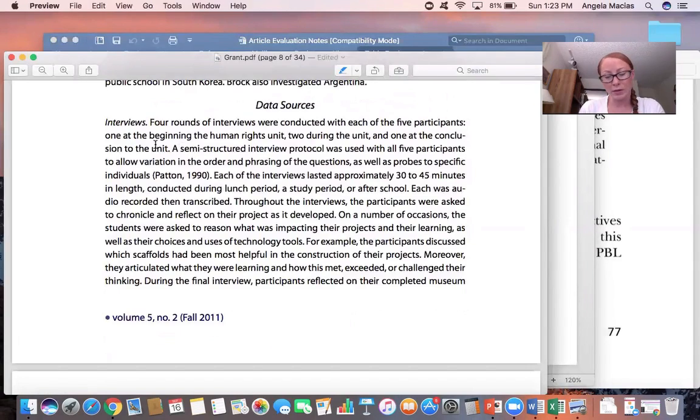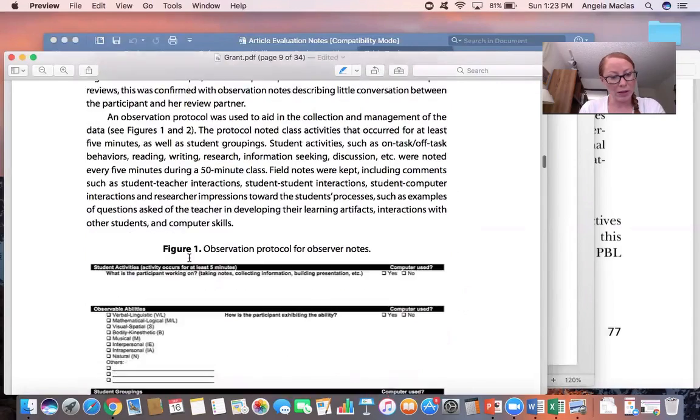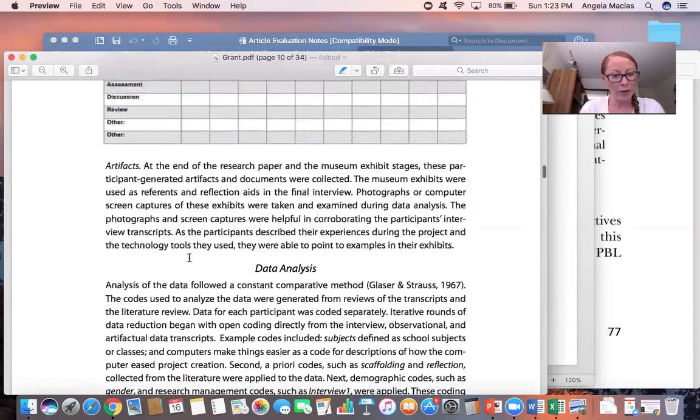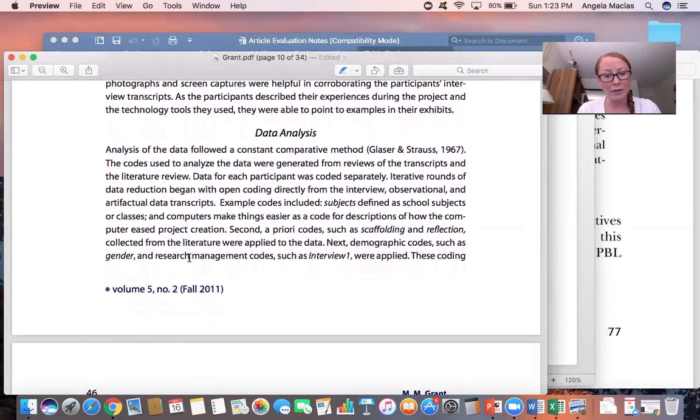What did they do with these interviews? What did they do with these observations? Here's where they would explain that. Okay, so we're going to keep going, and I'm just doing a brief skim or scan over this article to see what's in it and if it would be relevant to my research.